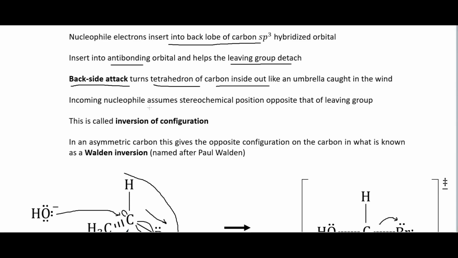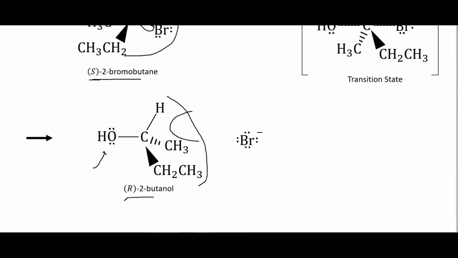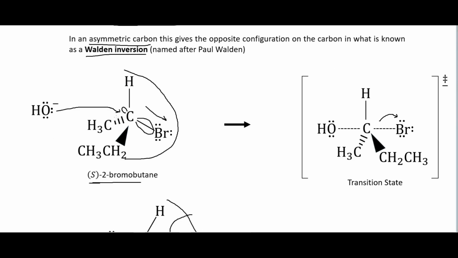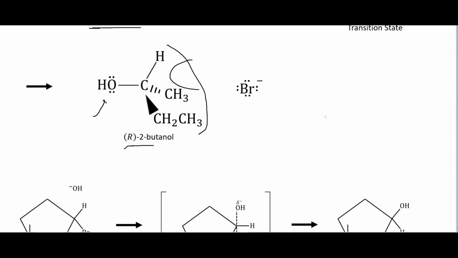So the incoming nucleophile assumes the stereochemical position opposite that of the leaving group. This is called inversion of configuration. In an asymmetric carbon, this gives the opposite configuration on the carbon, in what is known as the Walden inversion. That's what we see here, where we are going from the S to the R in this inversion. We have this chiral carbon here with a hydrogen, a methyl group, an ethyl group, and this bromine. So it's an asymmetric carbon, and it's going to change the stereochemistry on it.